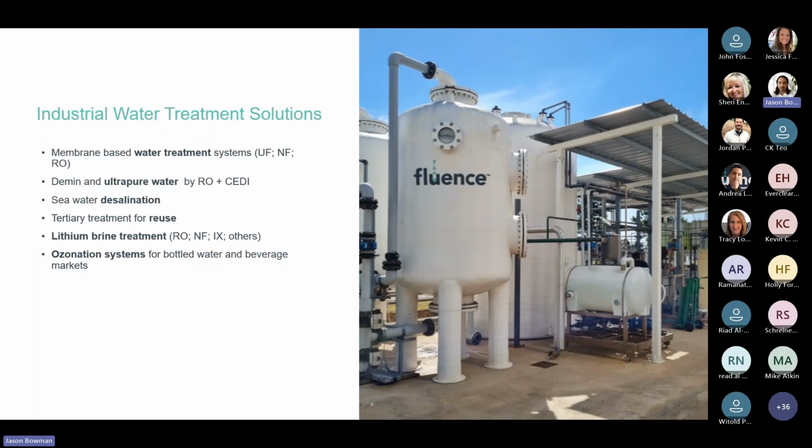As we start to look into the potential reuse applications in the industrial world, a lot of these same types of technologies will be applied to these streams as well. But proper pretreatment to the reuse waters will need to be carefully considered and is important to ensure successful implementations.